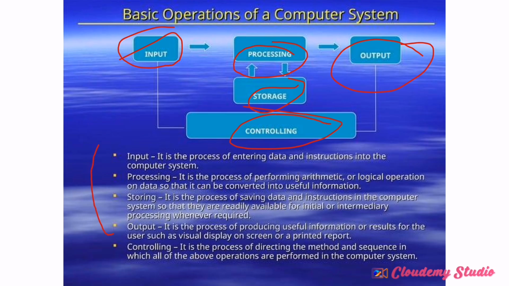So everything here that we have mentioned is now being controlled. Direct the method or sequence in which all the above operations occur in the computer system. So that's what controlling means. When you select a file and want to delete it, it means you are controlling it. When you back up information from a hard drive or a USB flash, or install it in that computer, that is controlling. You're the one who is controlling everything according to the instructions.